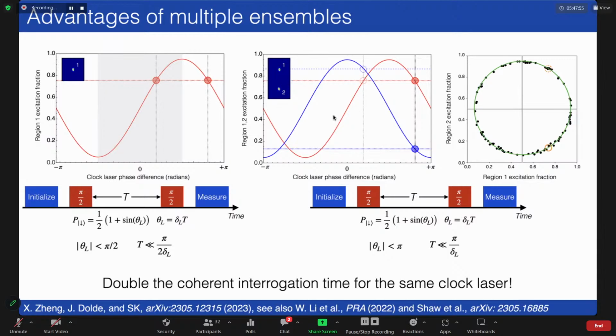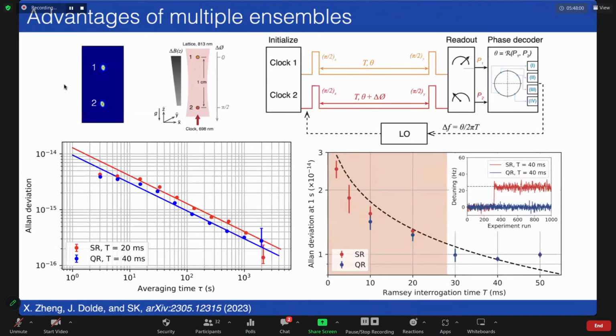The way we actually achieve this 90-degree phase shift is by applying a magnetic field gradient and loading 2 regions that are spatially separated. And we tune our gradient so that for a given interrogation time, our 2 clouds end up 90 degrees out of phase. And then we use this quadrature Ramsey as a more sophisticated phase estimator. And you can see that actually allows us to double our interrogation time before we start to get phase slips.